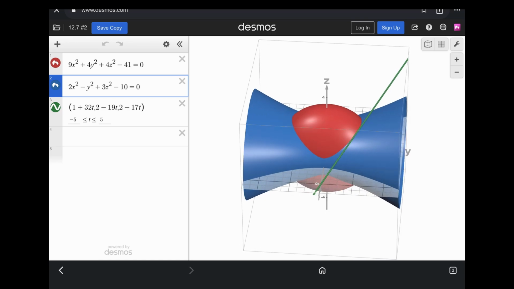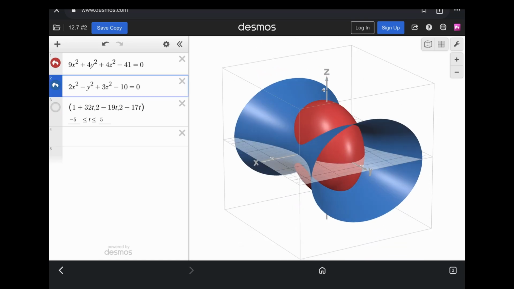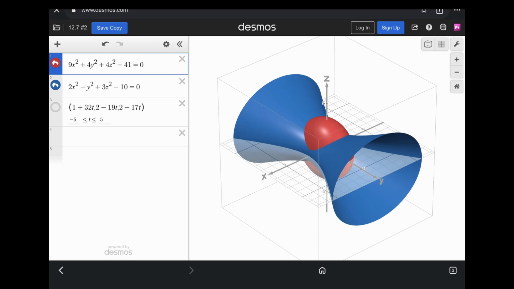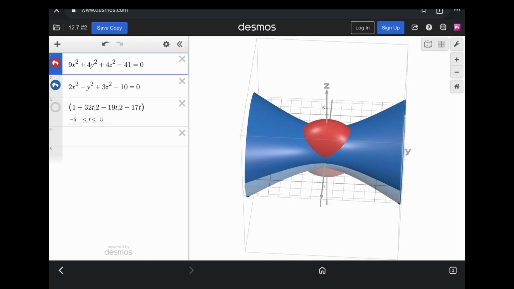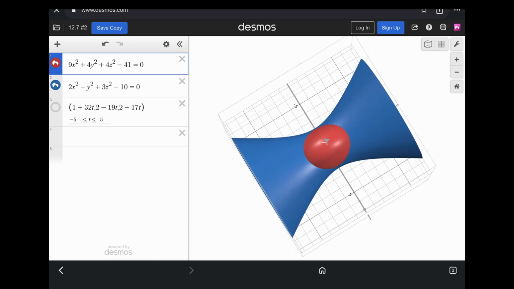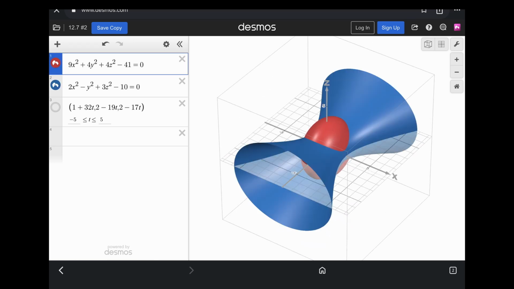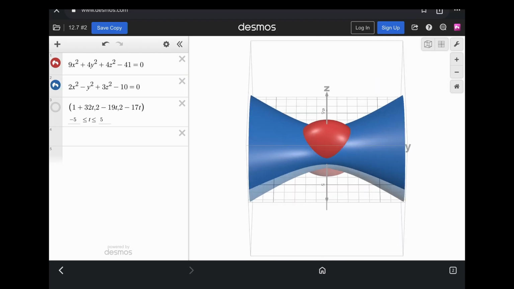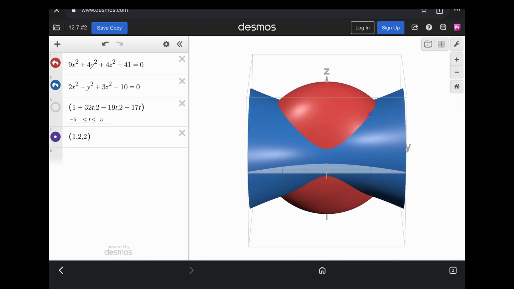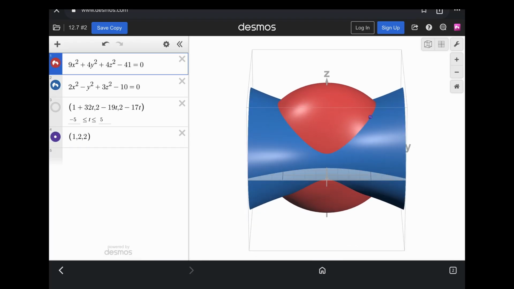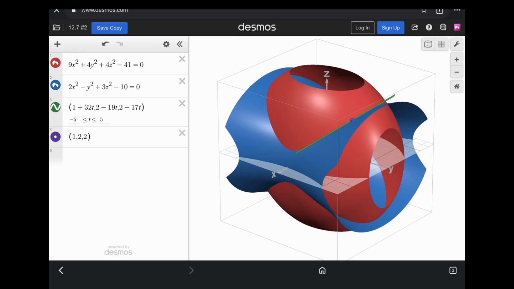Looking at this right here, we have our two curves, and they're kind of interesting, right? The blue one is a hyperboloid of one sheet, and the red one is an ellipsoid. One nice thing we can do is get our point (1, 2, 2) right here, and notice how they both meet at that point. That purple dot, red and blue, just came out to be a coincidence, I guess. This green line, however, matches perfectly.